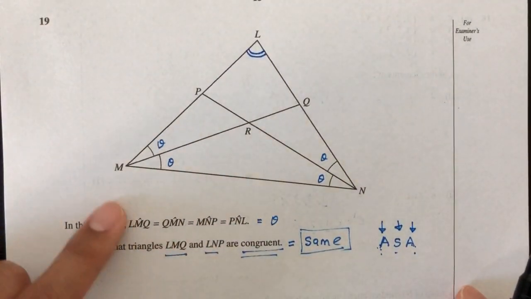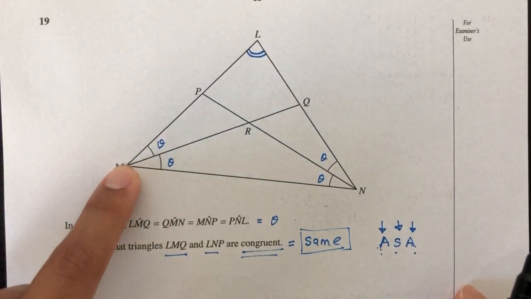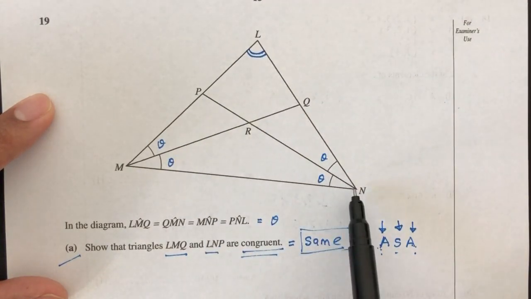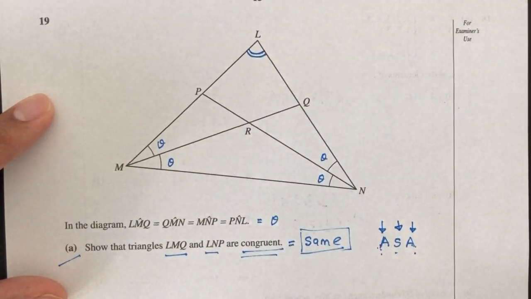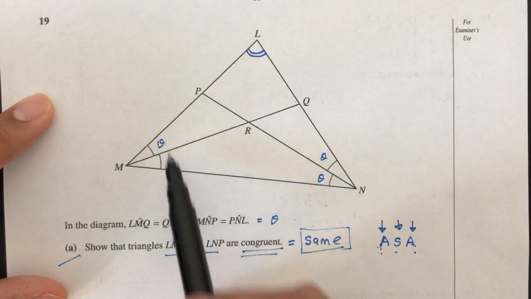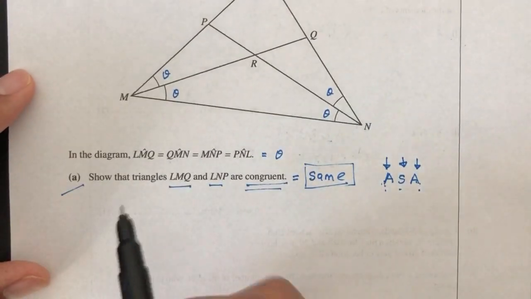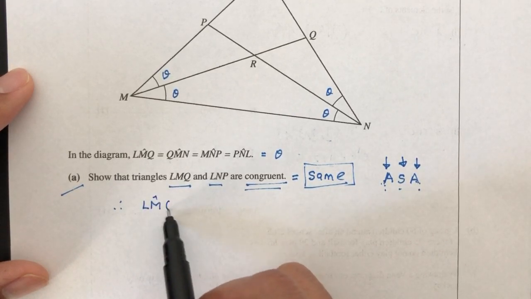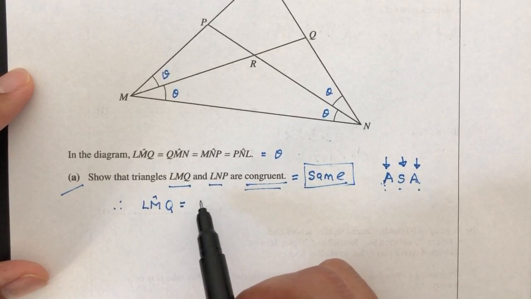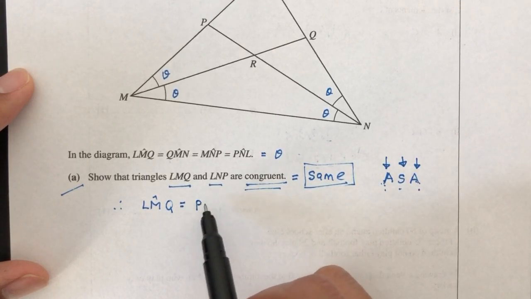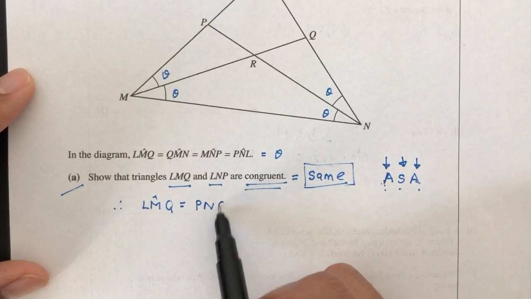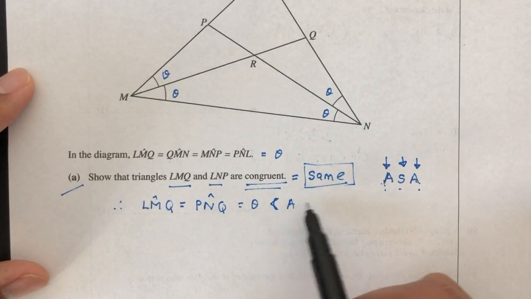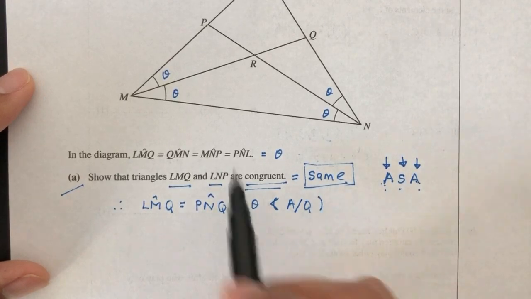So first thing you would say, the angle LMQ is equal to angle LNP, because they are both theta. It is given to us. So let's write this down. Angle LMQ is equal to angle LNP, which is theta. It is given according to the question, it is given to us here.